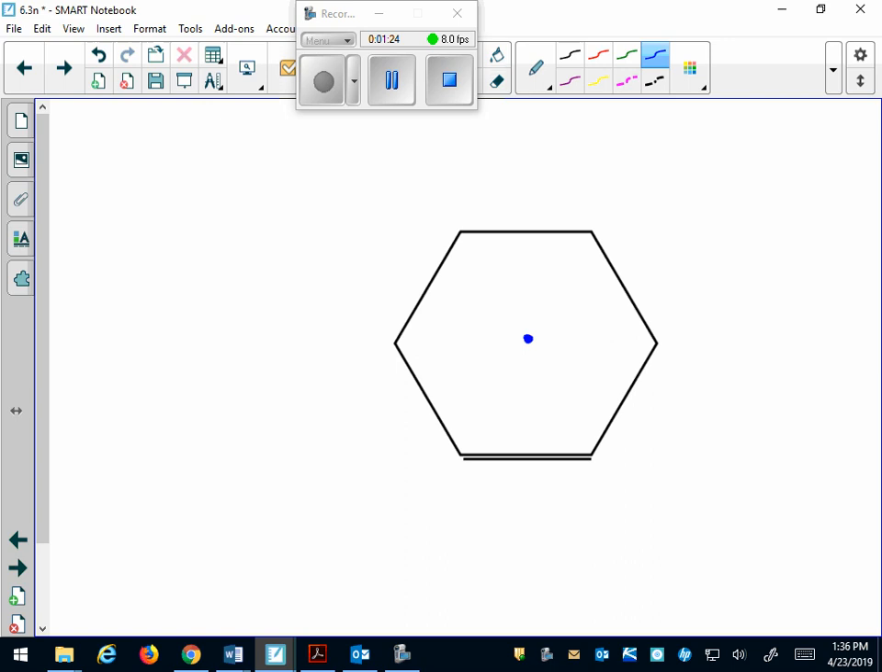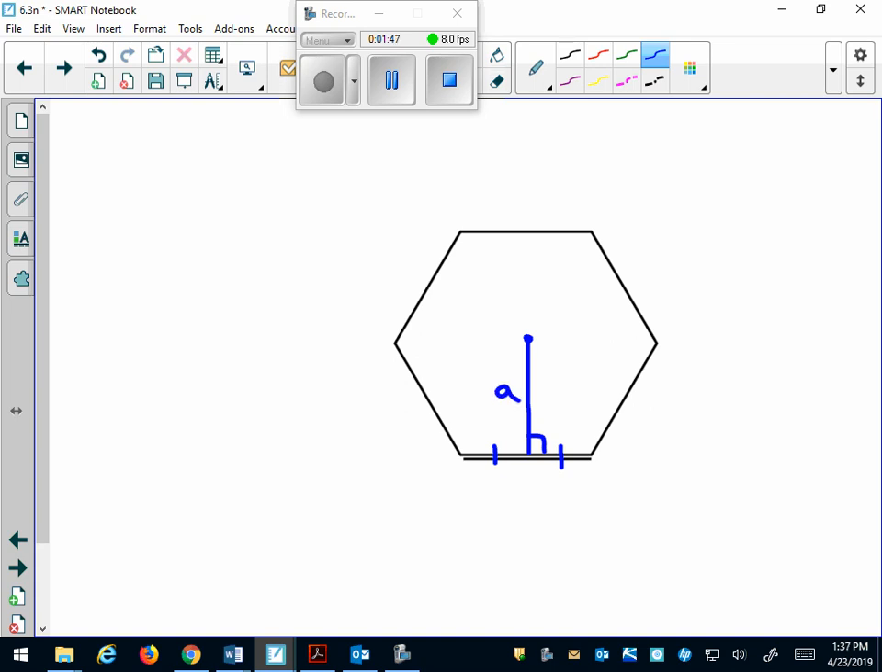Okay, so let's look at this hexagon for a second. This is the apothem drawn straight down. It basically goes from the center to the edge, the side of the polygon. And since it's a regular polygon, when we do that, it splits that side in half. Okay, that's the apothem. I'm going to label it A.